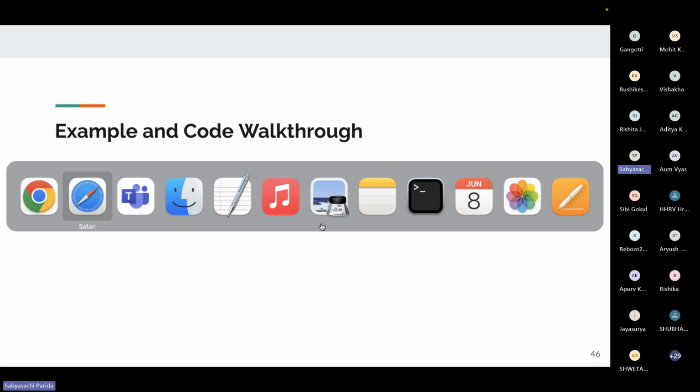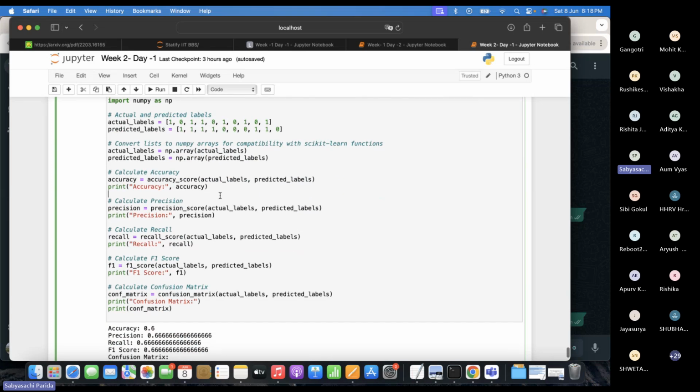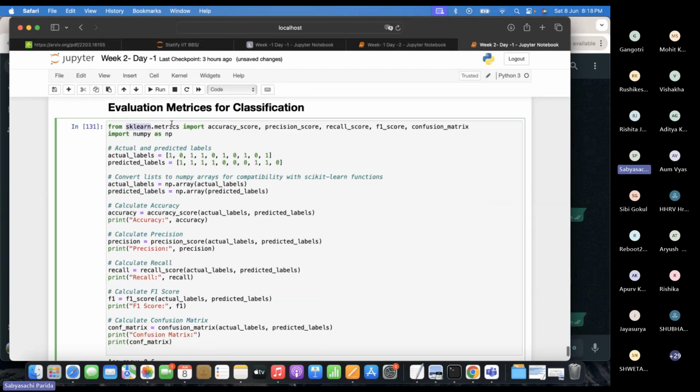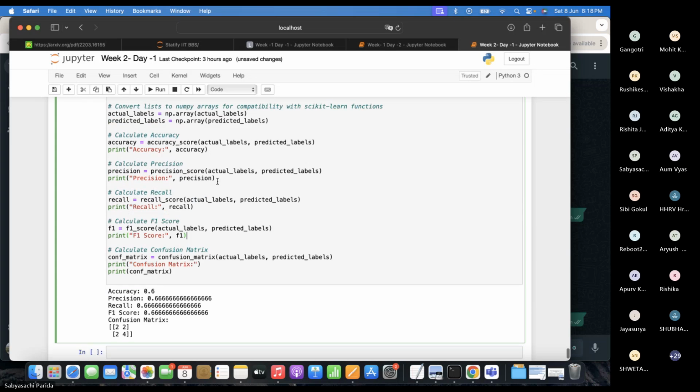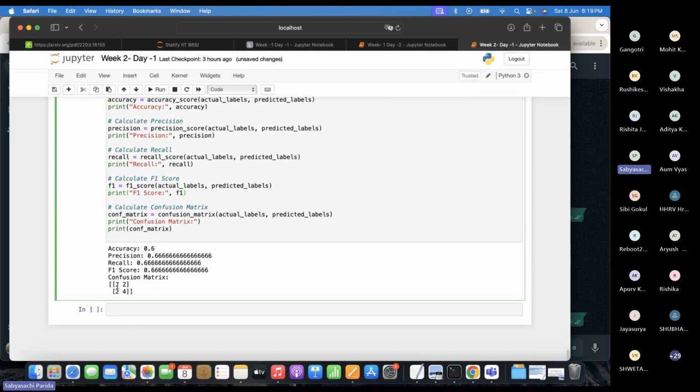Okay, let's see some example of how we can implement the same. Suppose these are the actual labels and these are the predicted labels for my model. Okay, let's calculate the accuracy. Using sklearn metrics, there are accuracy score, precision, recall, F1 score, and confusion matrix. Over here you can see there are true positives, true negatives, false positives, false negatives. Based on that, we are calculating the accuracy, precision, recall, F1 score, and all those things.